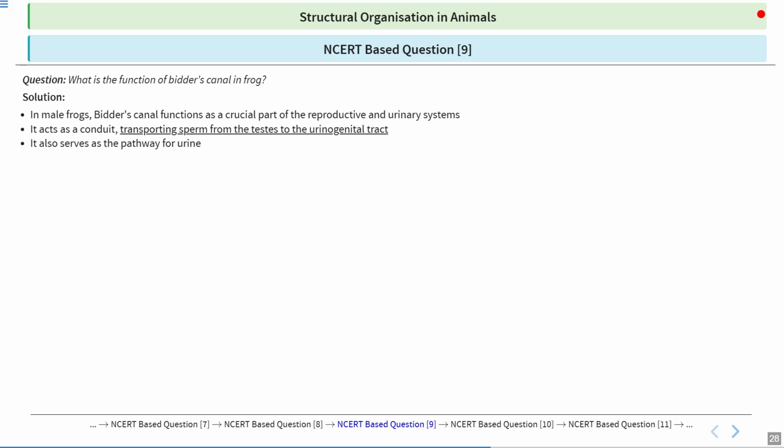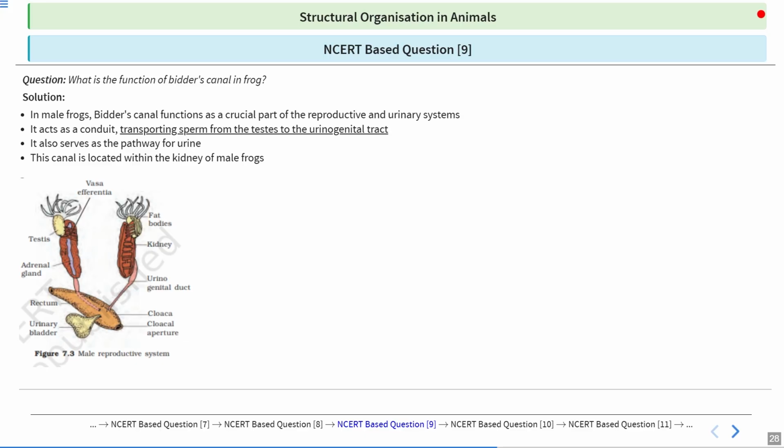It also serves as a pathway for urine, right? Because it is having the common opening, that is the ureter. So this canal is located within the kidney of the male frog. And sometimes it is called a rudimentary ovary, the ovary which is not functional, right? So in the case of male, inside the kidney, there is a Bidder's canal that joins to this urinogenital tract. So this is the importance or the function of the Bidder's canal in the case of frog.